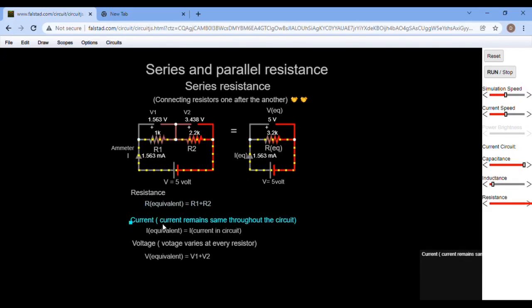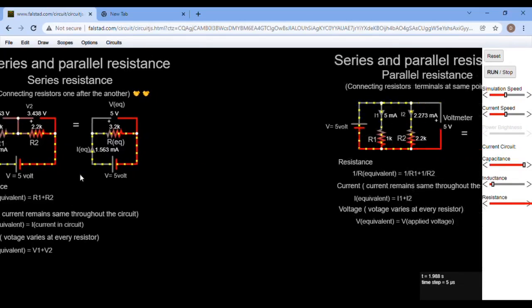And the current here remains the same throughout the circuit. So there's no adding up of current, but the voltage varies at every resistor. As you can see, the voltage is different here, and the voltage is different here. So the equivalent voltage, that means the voltage which we are getting in the equivalent circuit, is V1 plus V2. That is 1.563 plus 3.438, which gives 5 volts. This is what happens. This is the connection of series resistors.